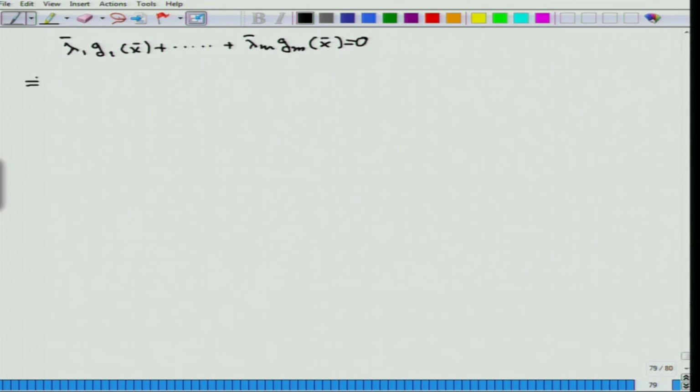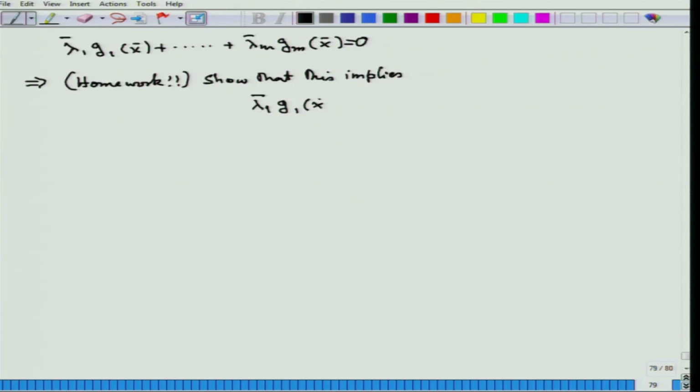Now, your homework: show that this implies... So, I have got the complementary slackness condition, which I have already discussed earlier while finding optimality conditions.